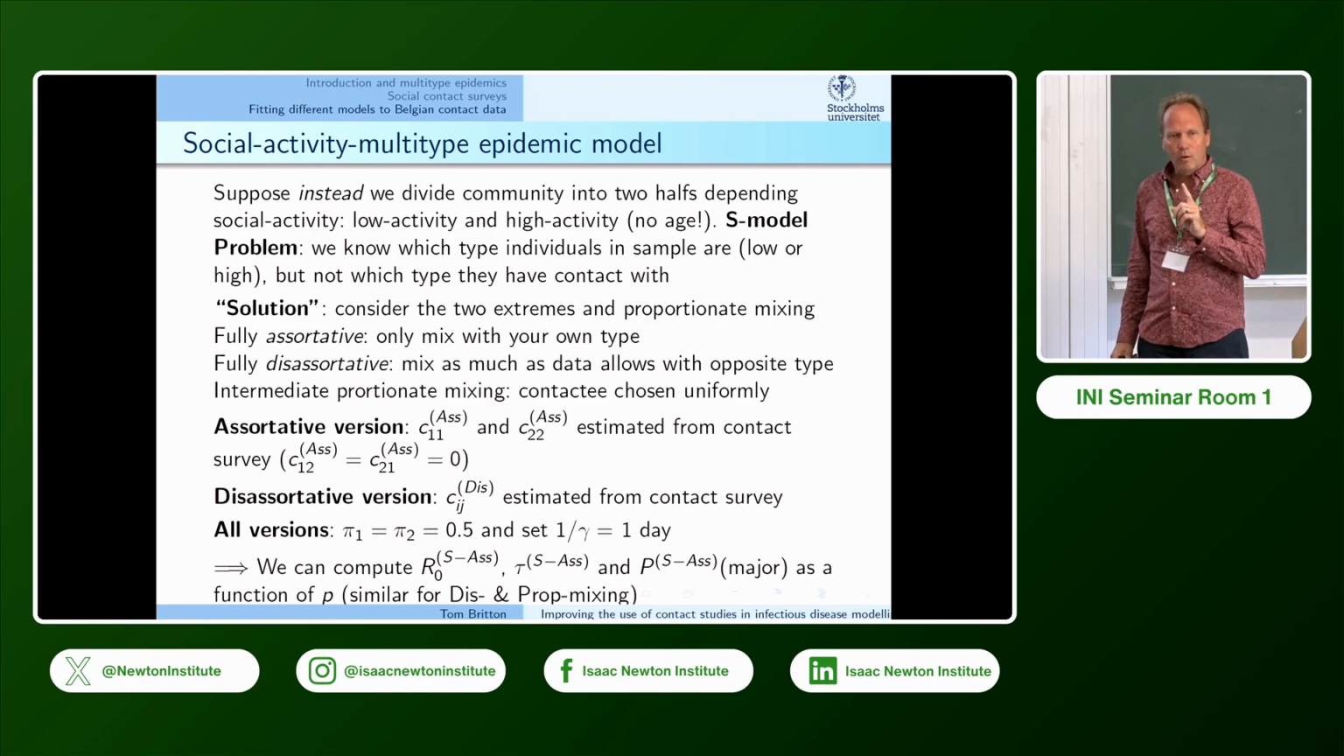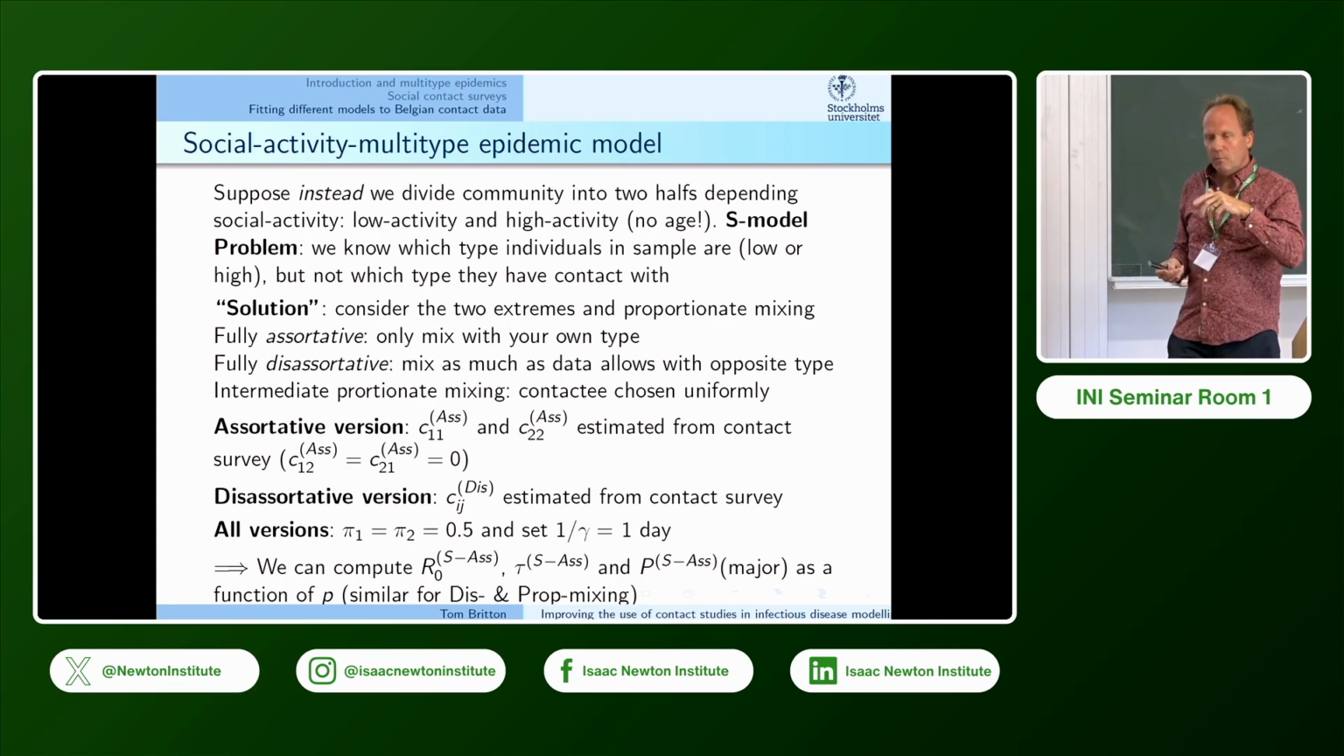There's one problem though. We know in the high group what is the average number of contacts, but we don't know who they have contact with. We don't know if they tend to have contact with other highly socially active people, or if they tend to have most of the contacts with the less socially active.